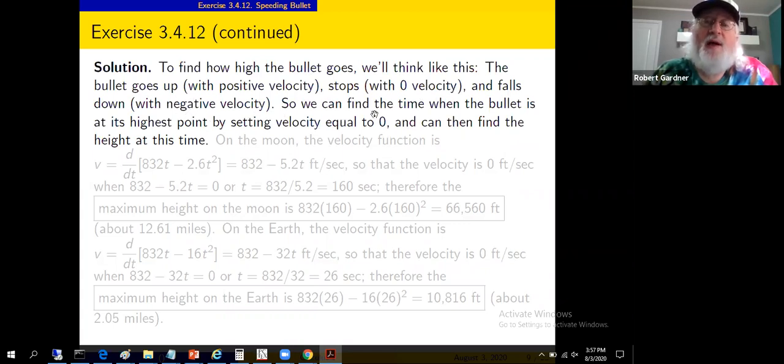So we can find the time when the bullet was at its highest point by setting the velocity equal to 0. That's when it's at its maximum height. And then we can use that time to find what the maximum height is. So it's based on the elementary idea that it goes up, it stops, and then it comes back down. When did it stop and turn around and come back down? When the velocity was 0.